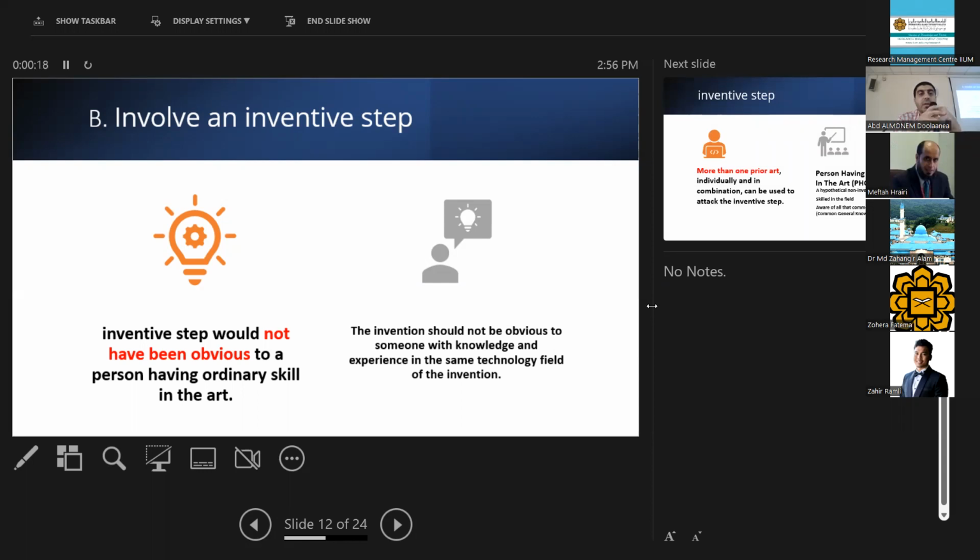Okay. The second criteria, which is the most important, is the inventive step, and the most problematic, most difficult to write, most difficult to defend when you want to communicate with the examiner later. They will mostly attack you in the inventive step.